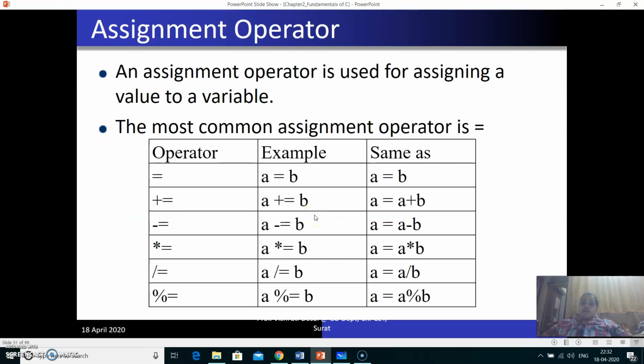Third category is the assignment operator. Assignment operator is used for assigning a value to a variable. It is the most common operator in which the right hand side value is assigned to the left hand side variable. So equal to is a = b. The meaning is the value of b is assigned to the variable a.